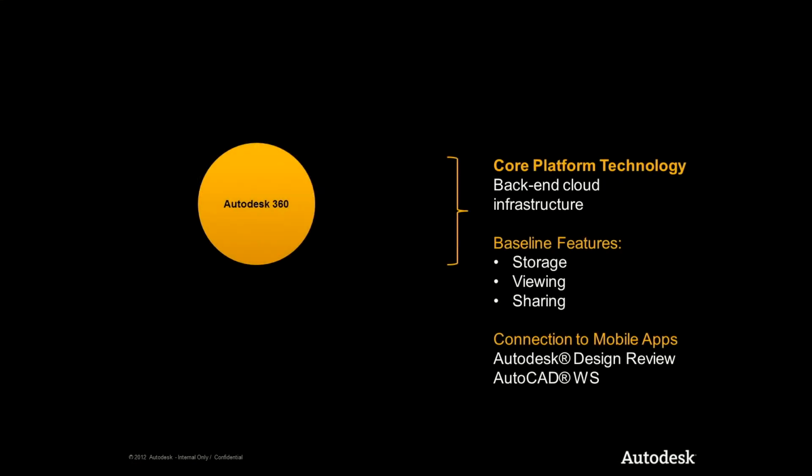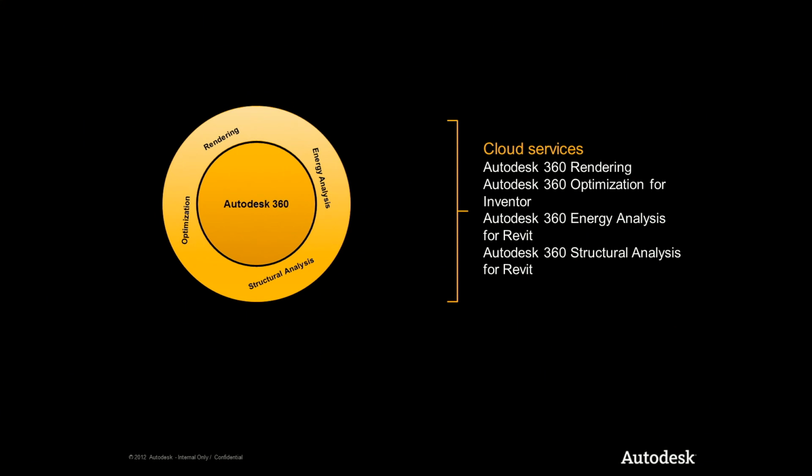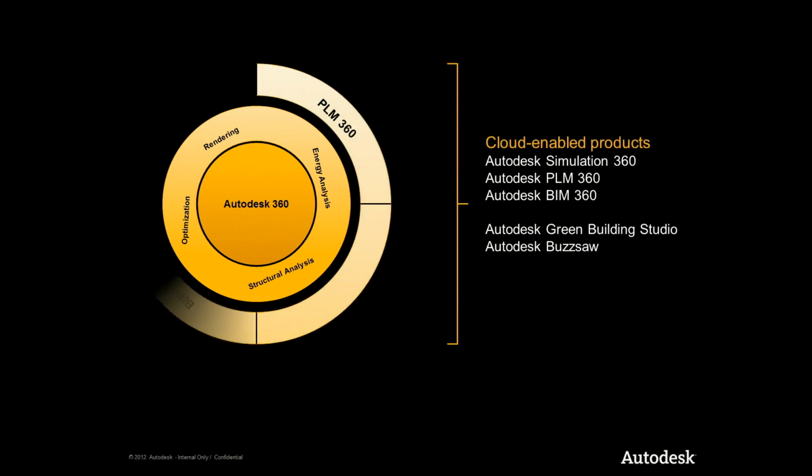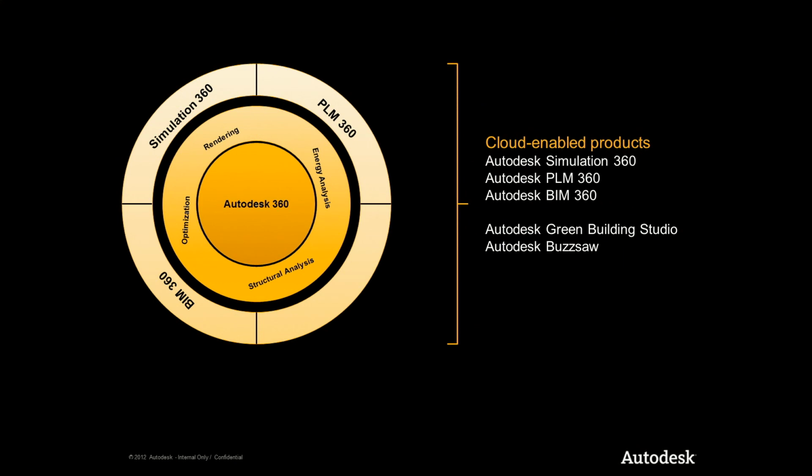Here's the core of it. Autodesk 360 is our core cloud platform technology. That's all of its infrastructure that's on it. Around that is all of our services: rendering, optimization, and vendor optimization as well. I forgot to mention that earlier. Our energy analysis and our structural analysis, so those are all computations that are happening on the cloud. And then around that, as part of that core, is our cloud-enabled products: Simulation 360, PLM 360, BIM 360, Green Building Studio, and Buzzsaw. So that gives you an idea how we're building our cloud-based network.